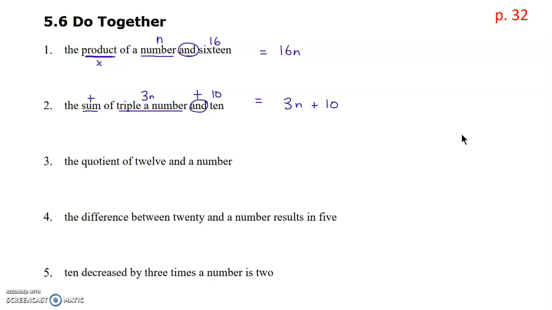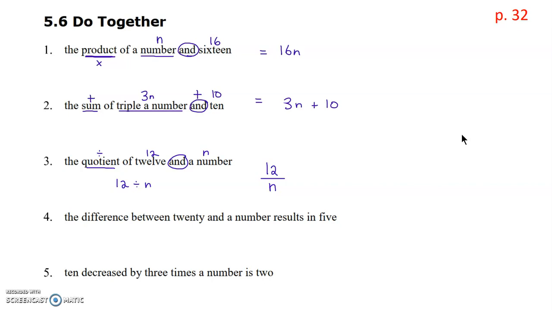For number 3, we're looking for the quotient of 12 and a number. So quotient means division. So we're going to take 12 and a number, which we don't know. And for division, even though this is acceptable, 12 divided by n, in algebra it's much more common for us to use the fraction bar. So 12 over n, the quotient of 12 and a number.